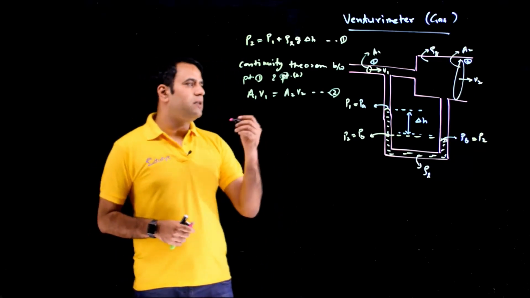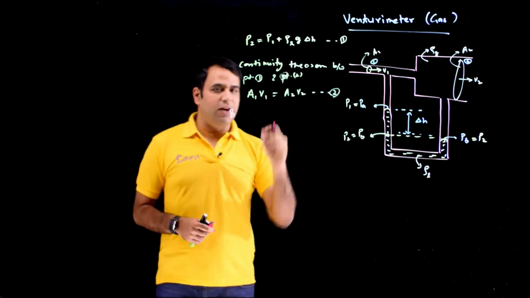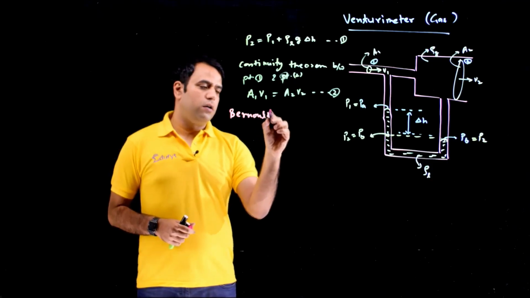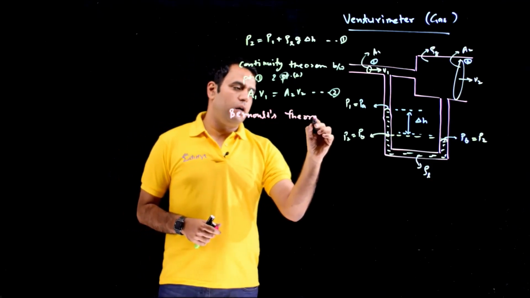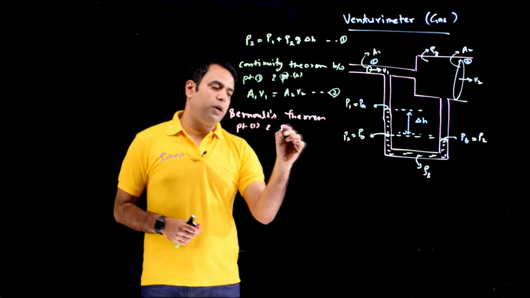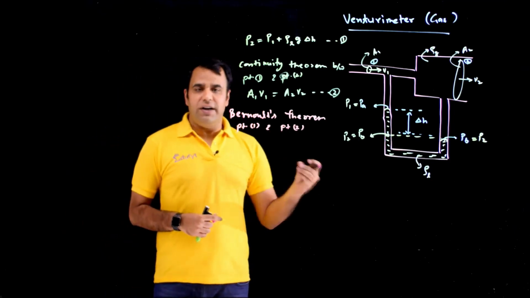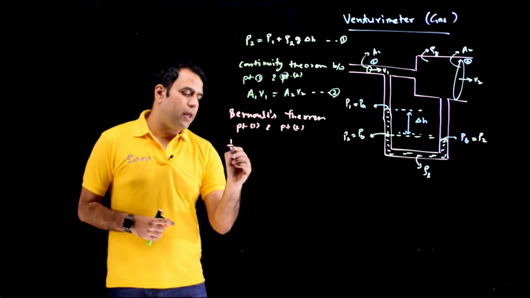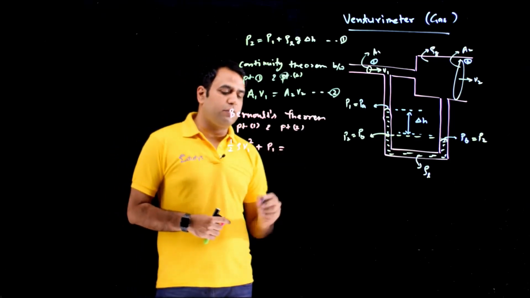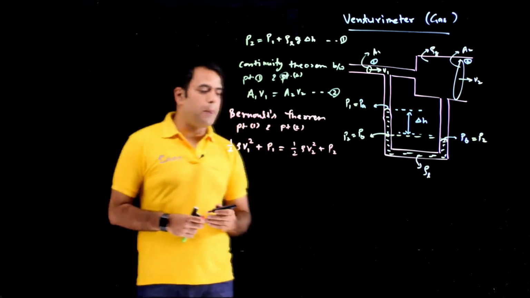Now let's apply Bernoulli's equation between 1 and 2. We have one equation, we have two equations, and we have to go for the third one. So Bernoulli's theorem between point 1 and point 2 will apply. Since this is a horizontal pipe, we don't have to consider the gravitational potential energy component. So it will be half rho V1 square plus P1 is equal to half rho V2 square plus P2.